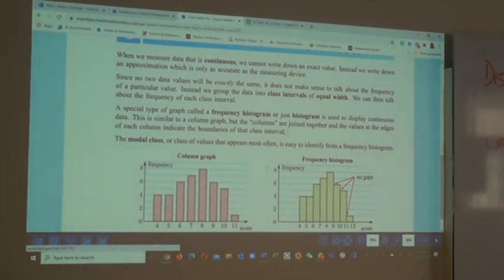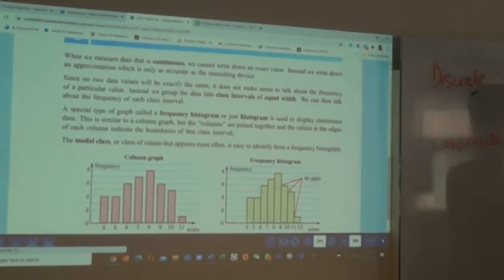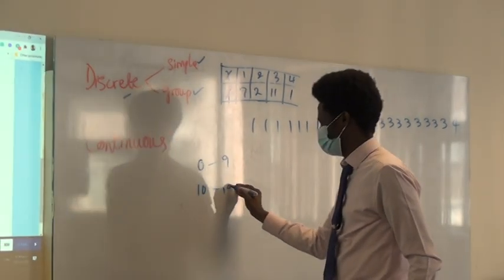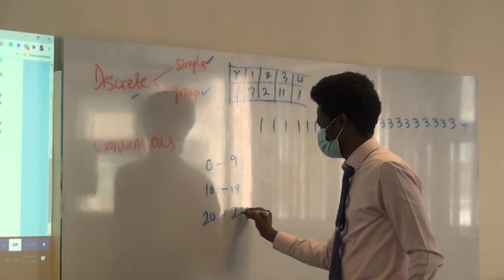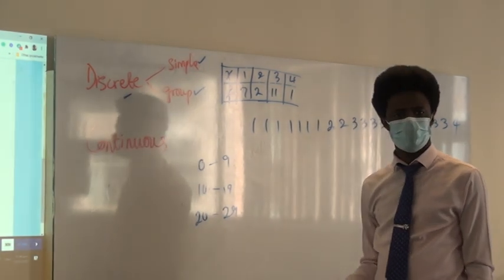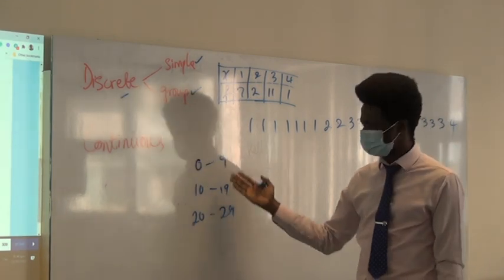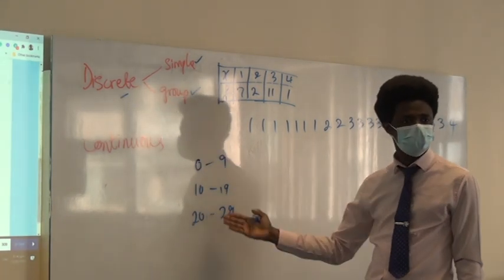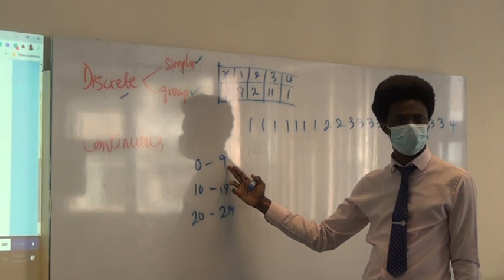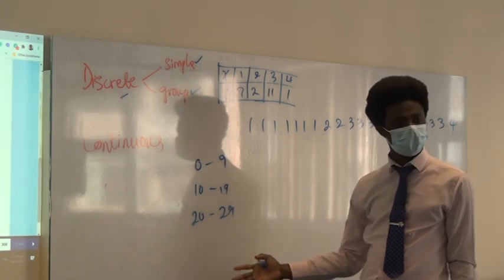Then we talk about the class width. According to your syllabus, I'm seeing an equal class width. When I see a question like that, I'll let you know. What do we mean by unequal? You can have 0 to 9, 10 to 19, 20 to 29. These are equal class width. The class width is also called the class size. How many are here? You can see there are 10 each. 0 to 9 is 10 values, right? 10 to 19 is also 10.